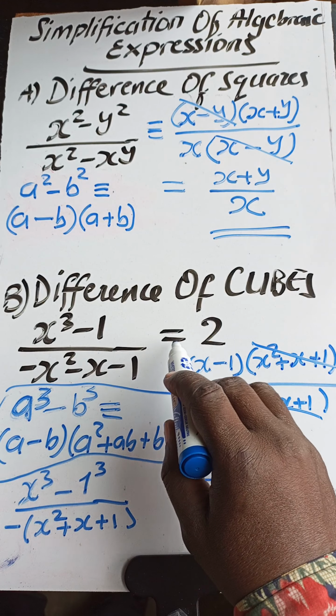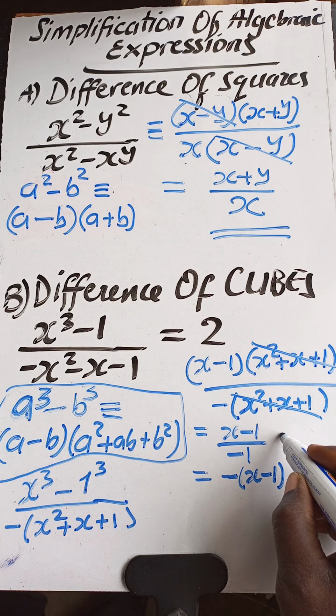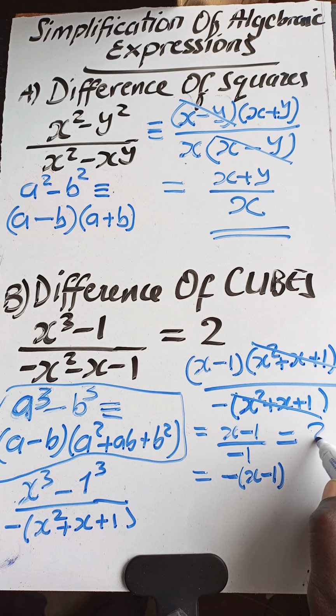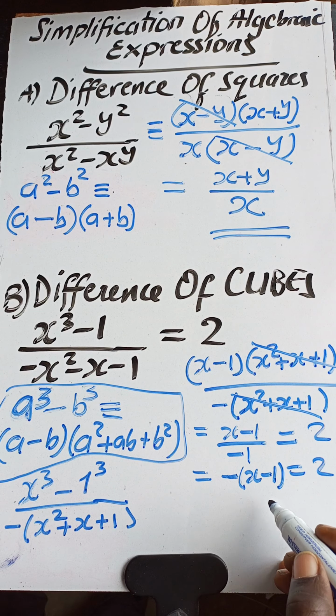Pay attention, it was an equation equals 2. All along, we have been simplifying the left-hand side. So, we can now complete the equation in order to be able to solve. This negative has gone up to bring us this new expression. So it is negative into x minus 1 equals 2.